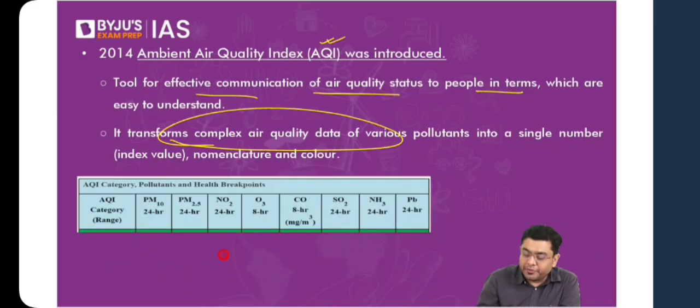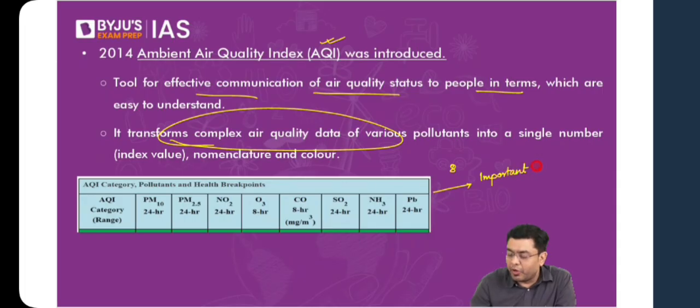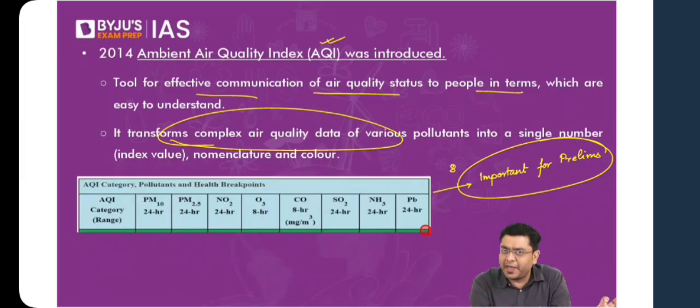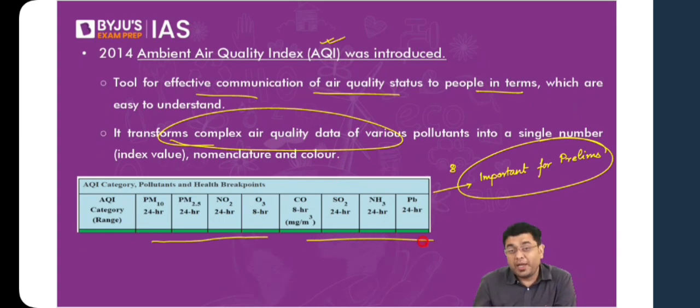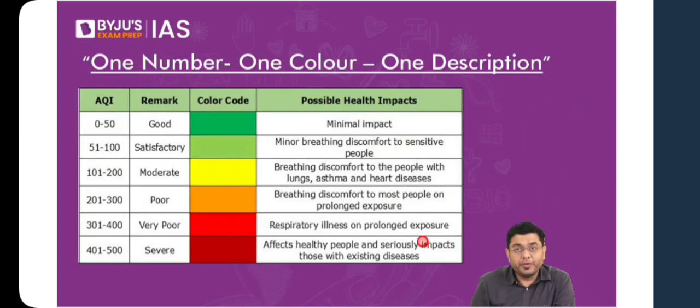So you had 8 different pollutants which were tracked. These 8 pollutants are important for your prelims, not the previous ones. This is something that you need to keep a track of for your prelims. Okay, not the previous one. The 12 pollutants which were established as per NAAQS are not required to be learned anymore. So you had PM10, PM2.5, NO2, O3, CO, SO2, NH3, and lead. So these were the various contaminants and pollutants which were to be kept a track of.